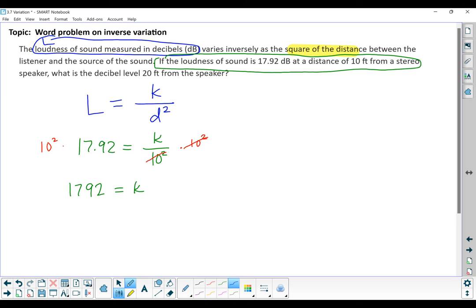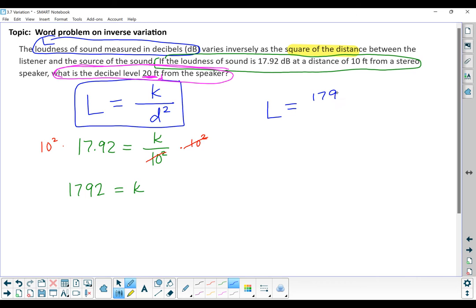All right, so using this base equation again that I started with, I now know what K is, and I'm going to answer my final follow-up question. What is the decibel level 20 feet from the speaker? So that 20 feet is a D. So I'm finding a loudness. The loudness is equal to my constant, 1792, divided by 20 squared. And so that means that my loudness is 4.48 decibels.